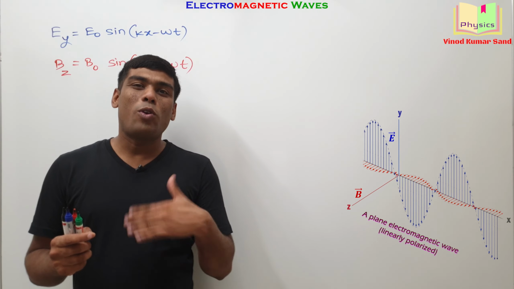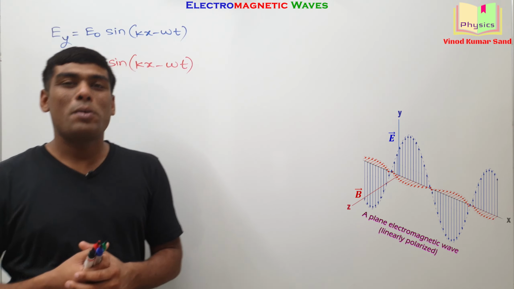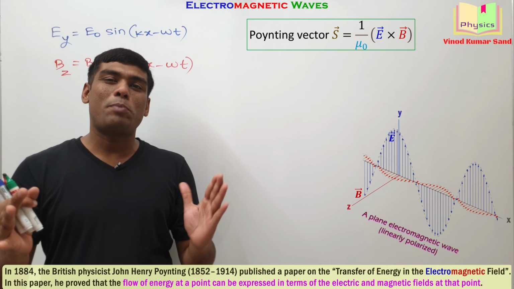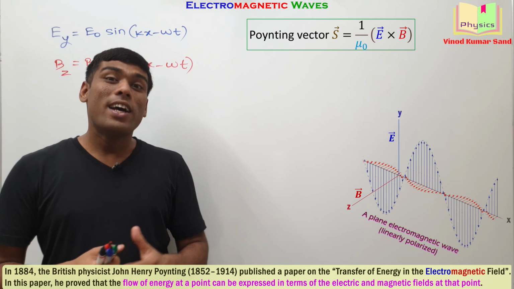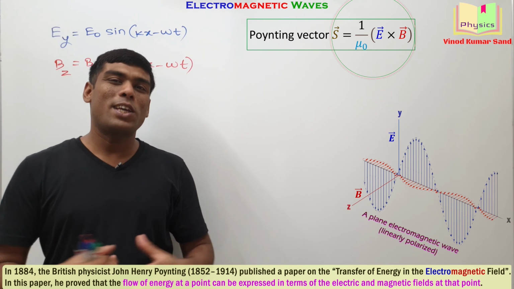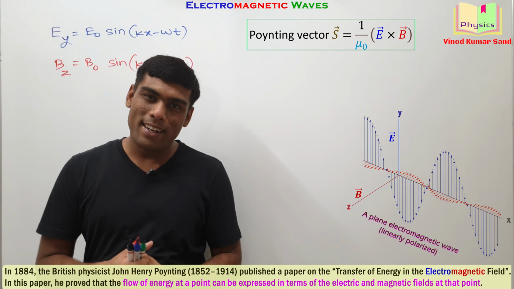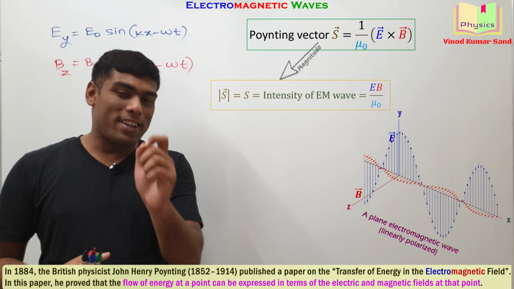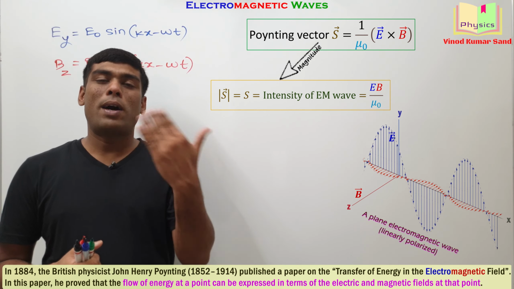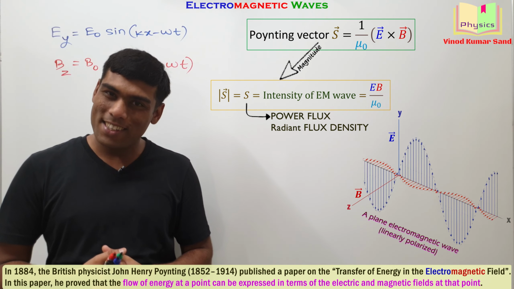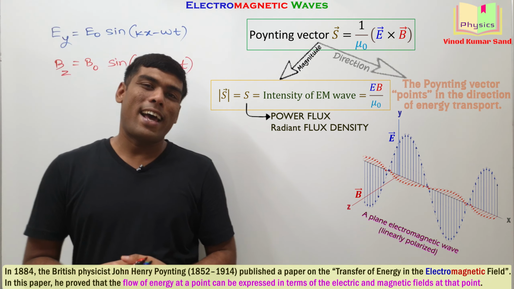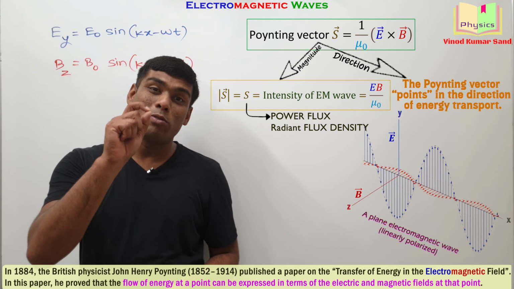Next important thing for the EM wave is the knowledge of the Poynting vector. It was proposed by the British physicist John Henry Poynting in 1884. The Poynting vector, S vector, is defined as 1 by mu naught E vector cross B vector. The magnitude of the Poynting vector gives us the intensity of the EM wave. It is also known by the name power flux or the radiant flux density. And the direction of the Poynting vector is always in the direction of the electromagnetic wave's propagation.